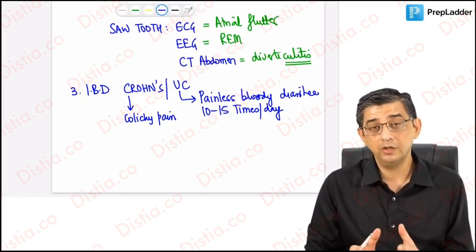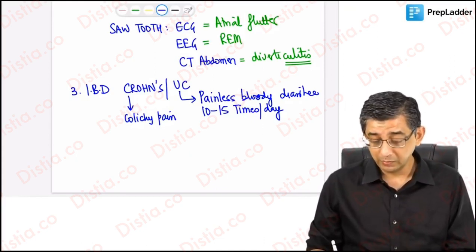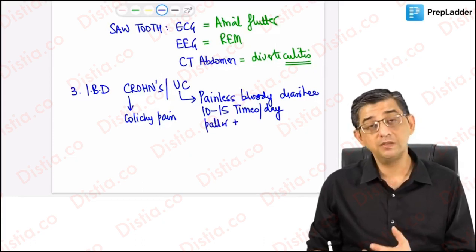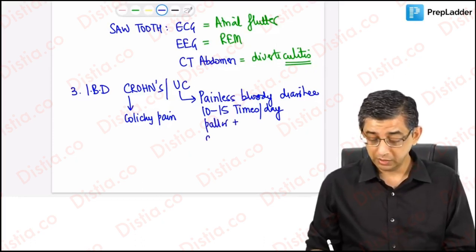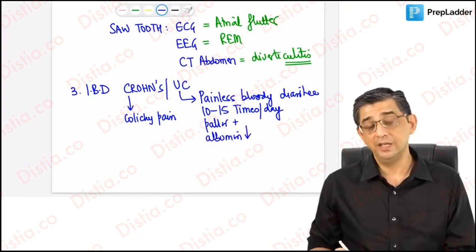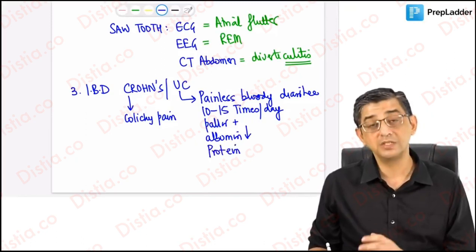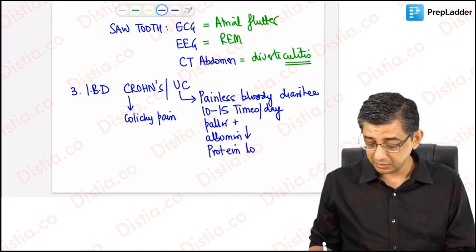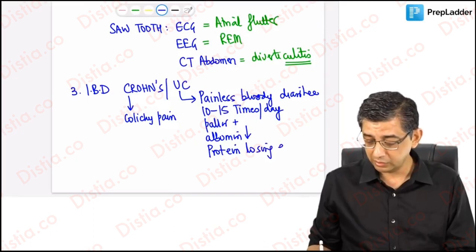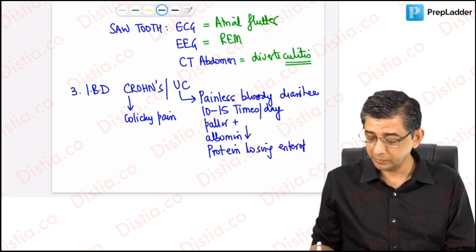And in this particular person, because he is losing blood, not only would you get a pallor, but along with blood, proteins will also be lost. So if you check the serum albumin of these patients, it will definitely be lower. This explains why these patients will be having weight loss, muscle wasting, and the description that is given here is called protein losing enteropathy.